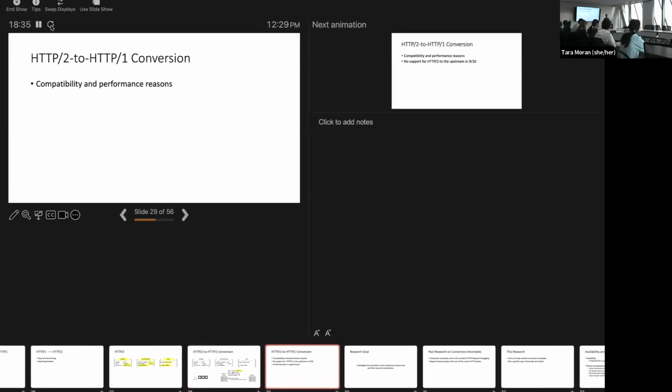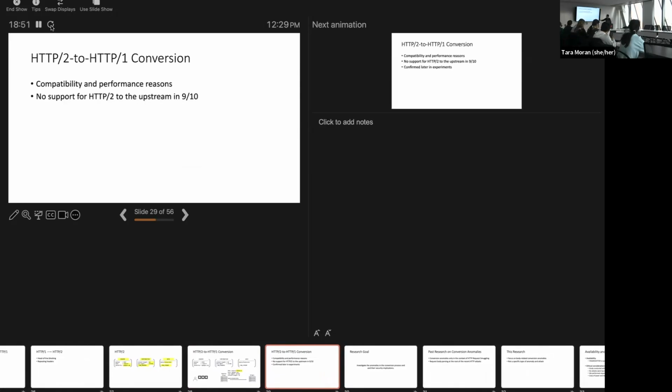So again, why do they do this? Compatibility and performance reasons, probably legacy systems, right? They're all these huge setups. But if you're just directly dealing with Apple, you're good. But if you actually have Akamai in between, which is the case today, right? Then this conversion seems to be happening a lot, right?